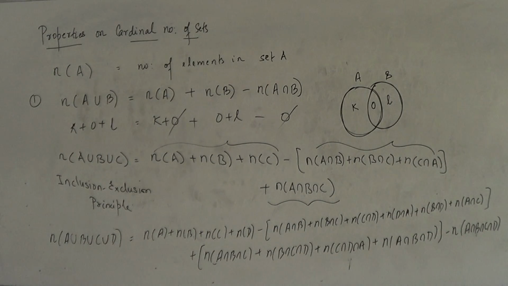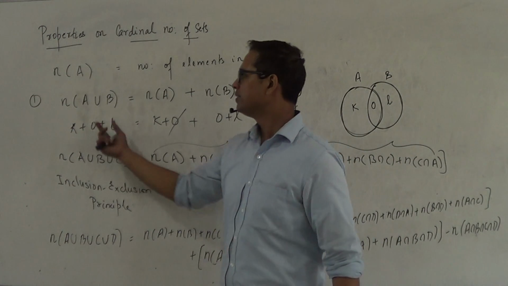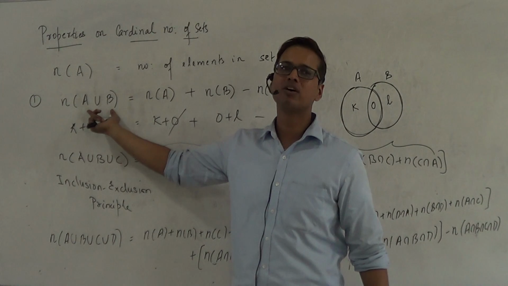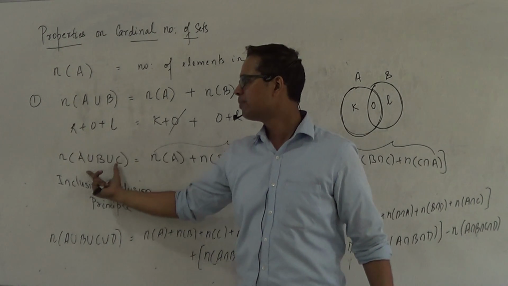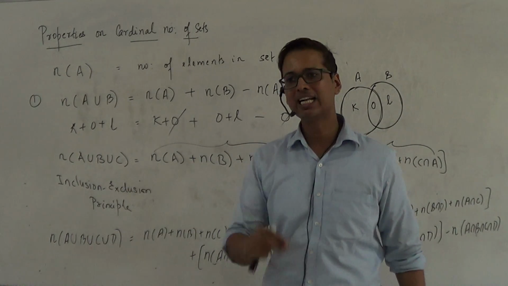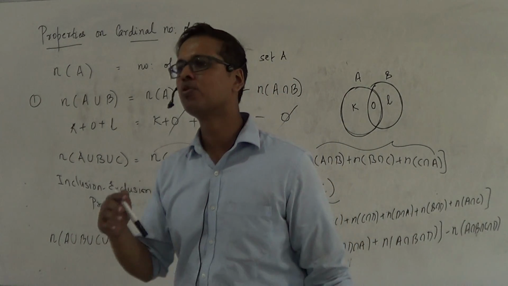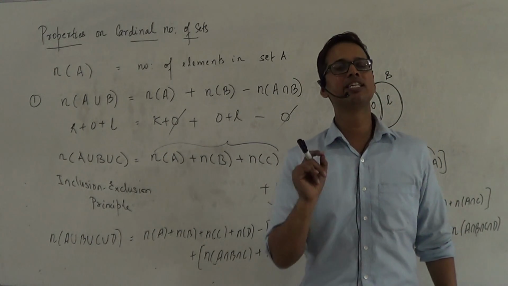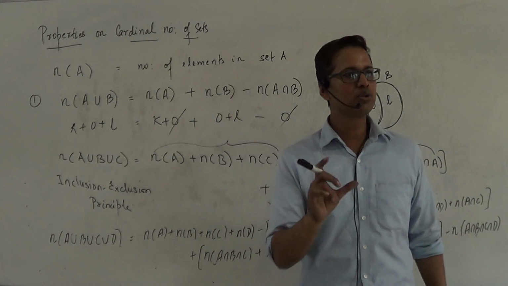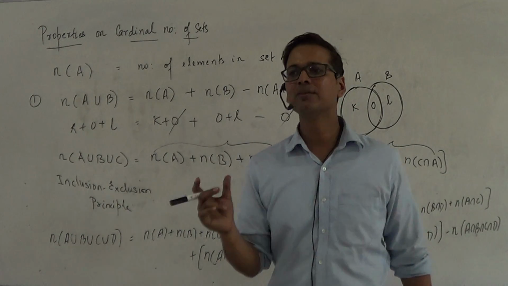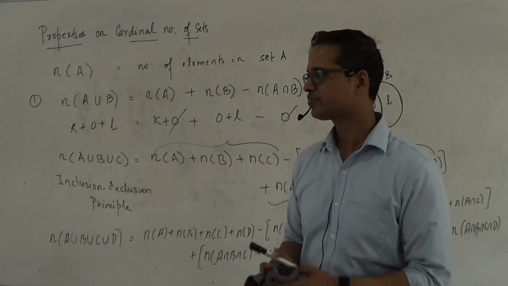By the way, in the language of sets, we read this as the number of elements in at least one of A or B. Number of elements in at least one of A, B or C. Is that okay? At least means it can be one, more than one, it can be 3 also. So read the language written in your question paper and try to relate it with the language of sets. If they say A and B, it means A intersection B.